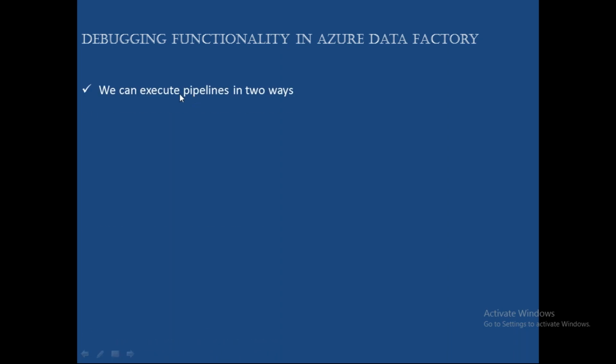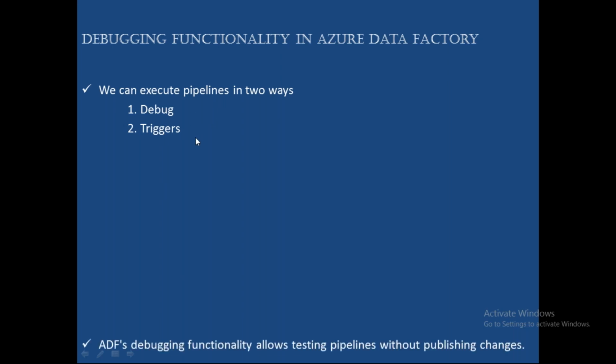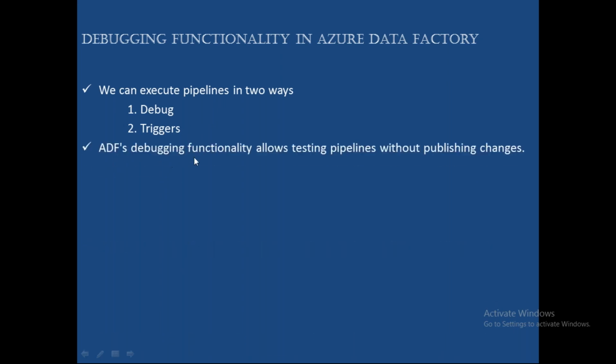Okay, you will see more things practically. We can execute a pipeline in two ways: one is debug, the second one is trigger. ADF debug functionality allows testing a pipeline without publishing changes. So whatever pipeline we have designed, that particular pipeline we are going to test. For that, we need to use the debug functionality.